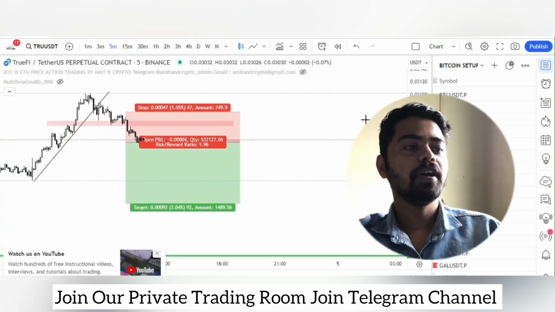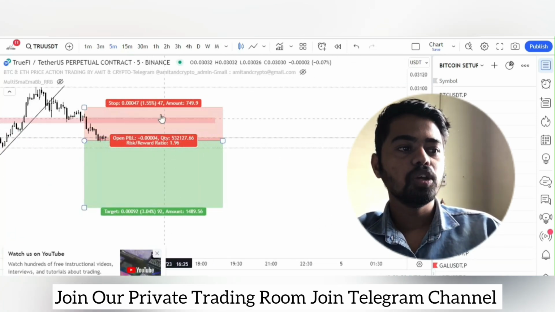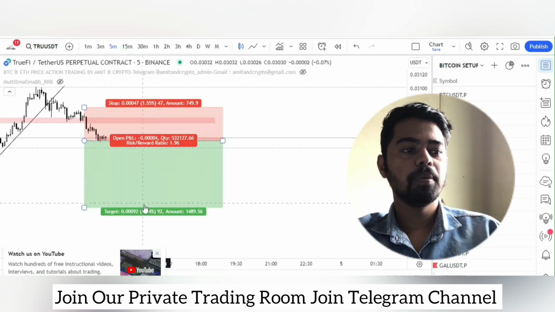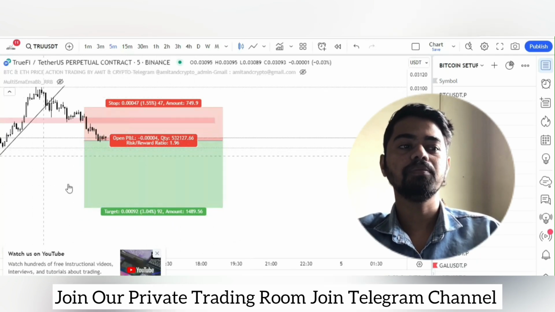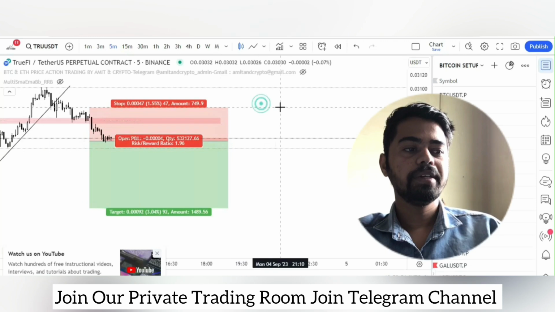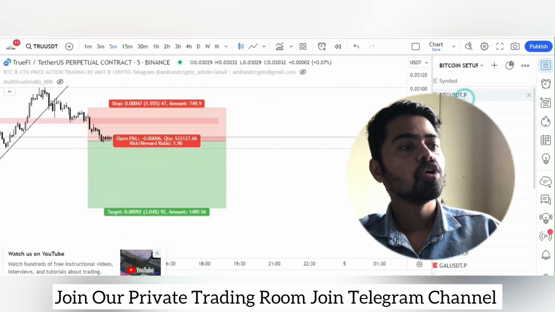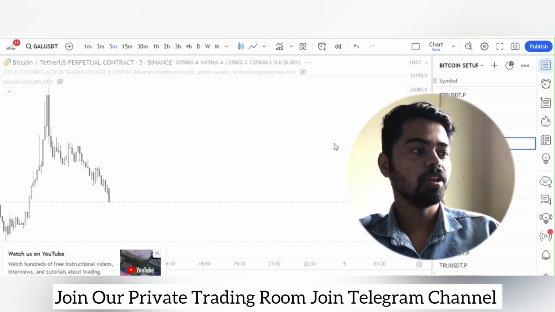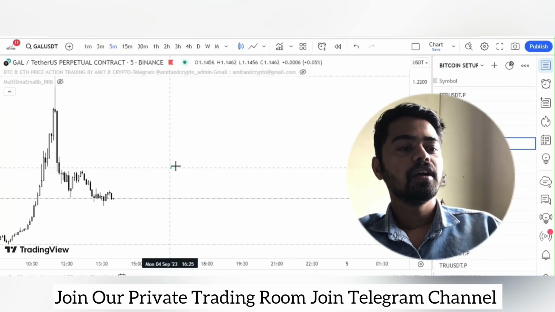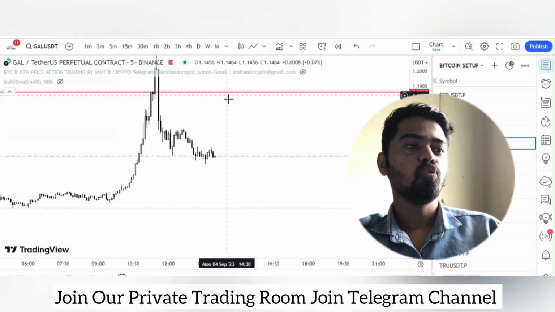So how do you have to find the trades? You have to find trades like this. You are okay to lose 1.55% to make a 3% gain. In short, it is a 2 risk reward ratio, 1:2. So you have to find trades on the basis of this risk reward, and only then can you do it.